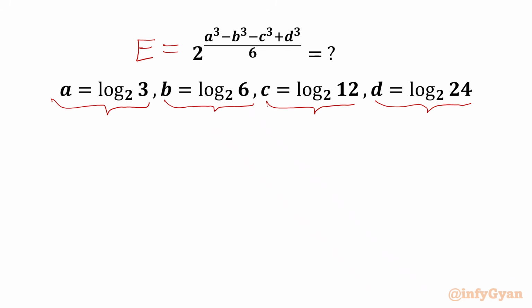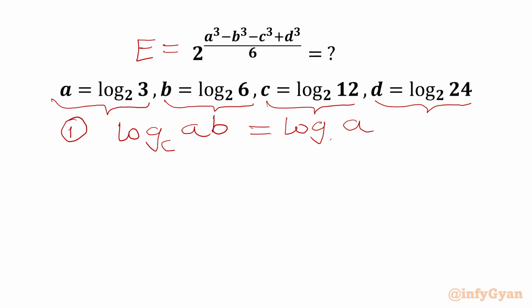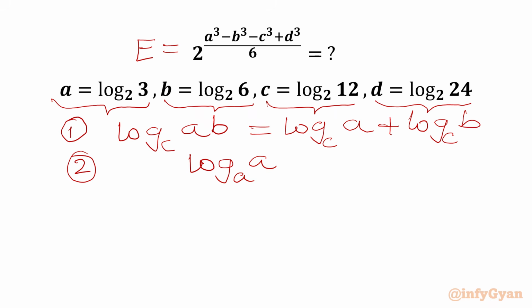So let's get started by considering the exponential expression equal to E first. Then I will write two powerful log properties. Log AB with base c can be written as log a with base c plus log b with base c. Property number 1. And property number 2 is log a with base a always equal to 1, because log a over log a will give us 1.